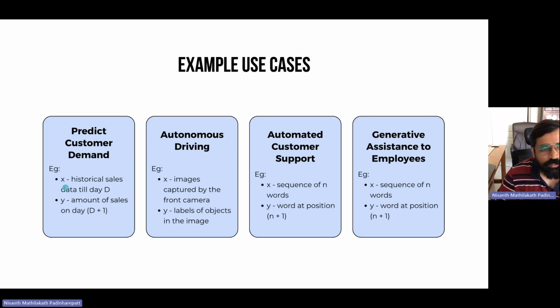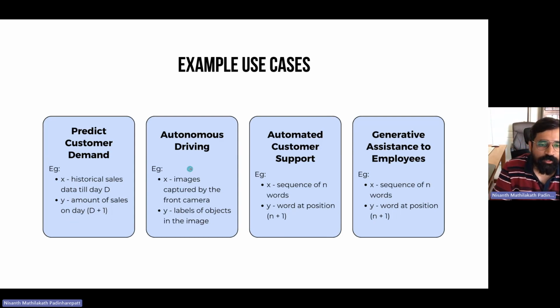That is X. And what is Y? What is going to be the sales for a product tomorrow? This is just an example. If D is today, we can guess it for next month also. So that is the idea. X is the historical sales data, and Y is what is going to happen in the future, what is going to be the sales.